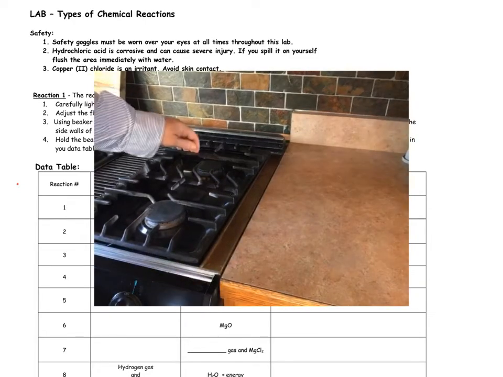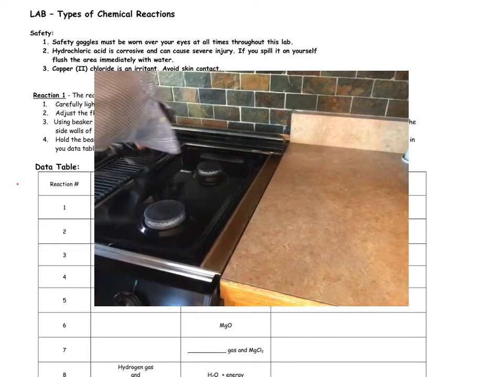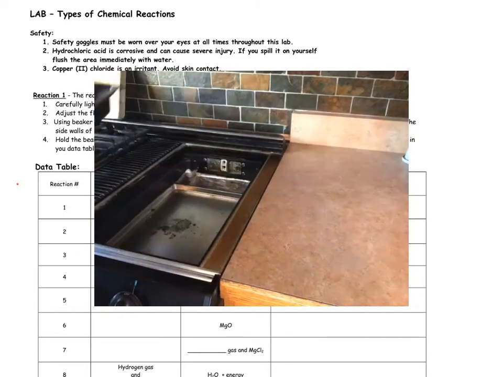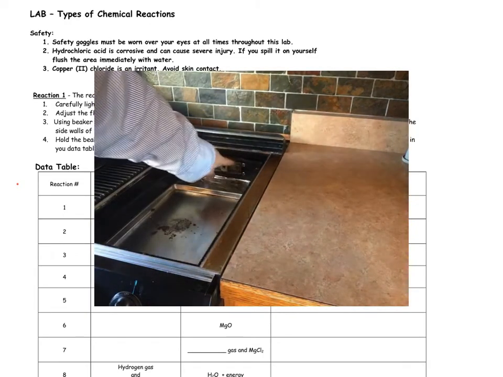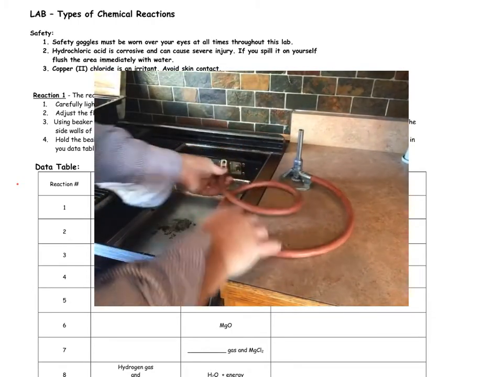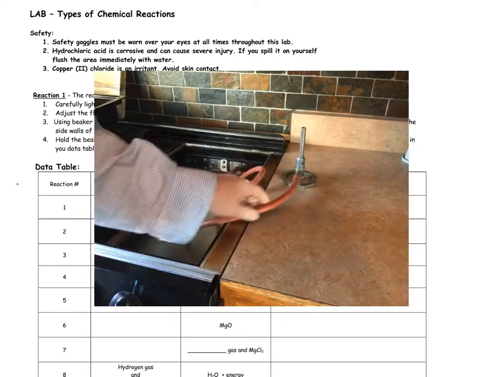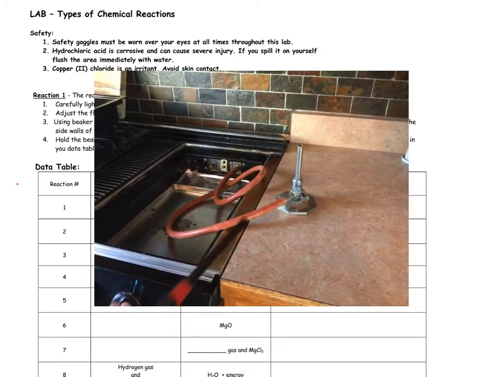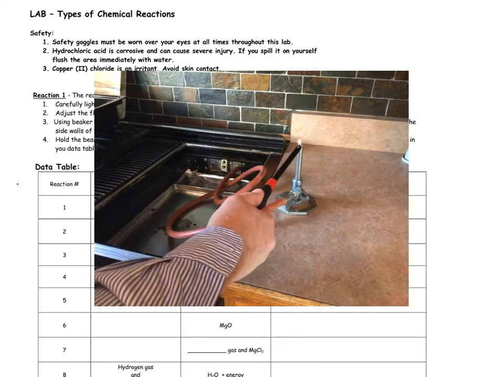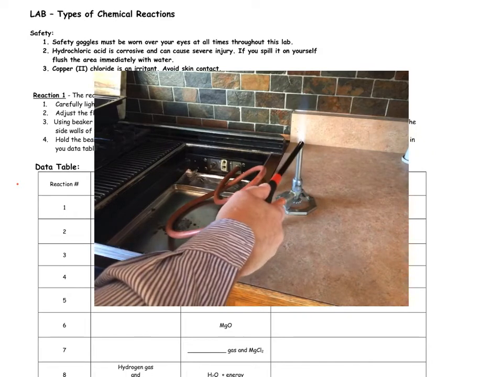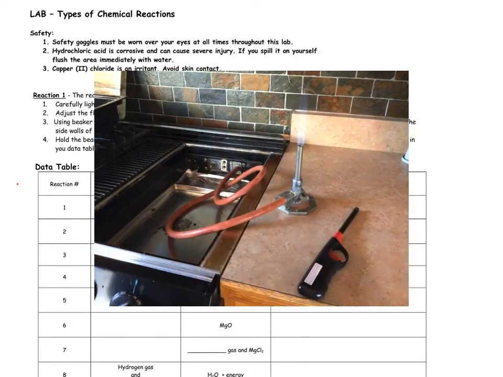On this particular stove, we can remove the burner, giving us access to the gas. In which case, we can take a Bunsen burner and connect it to our natural gas line. And then there we go, natural gas.